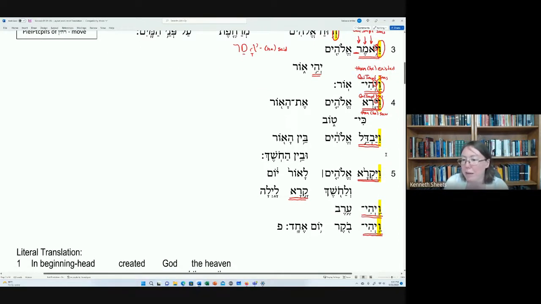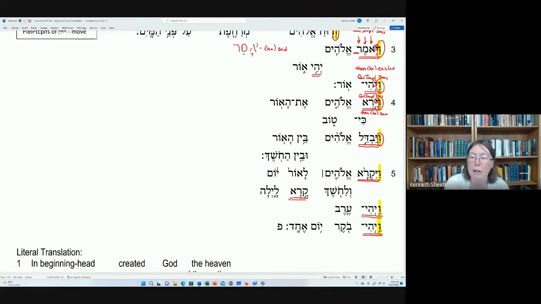And then we come on down here and we have vayavdel. Notice again that vav consecutive right on the front of it there. So vav with the patach followed by a dagesh forte. And so that dagesh forte goes inside of the imperfect preformative. And here the yod is the imperfect preformative, third masculine.